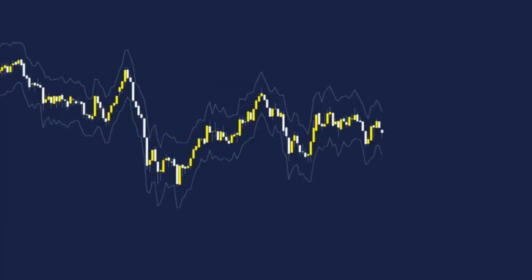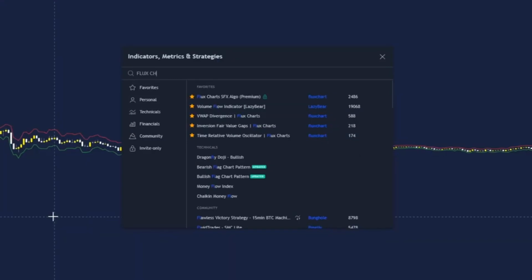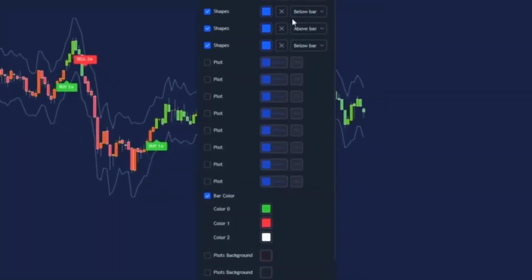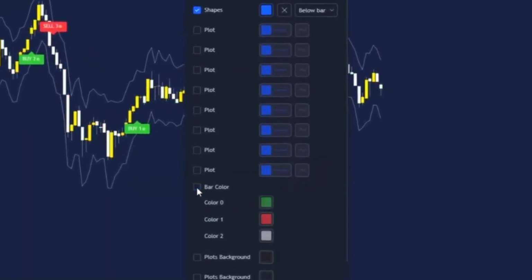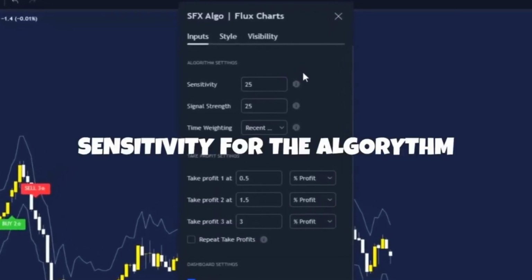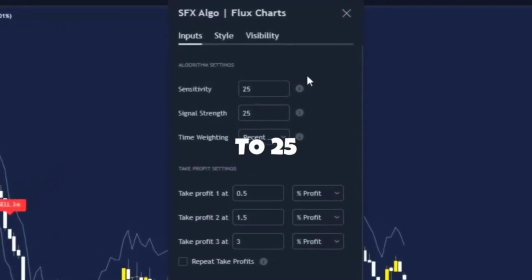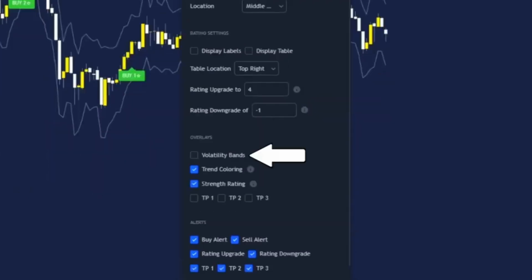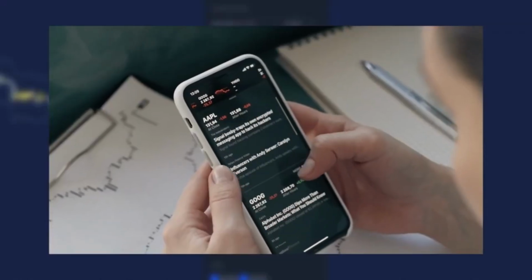And now let's move on to the next indicator. Click on indicators again and type in FLUX CHARTS, and we will be adding the FLUX CHARTS SFX algo by, you guessed it, FLUX CHARTS. Click this once and then we're going to change some of the settings. For the style section, I have removed the bar colors. And then on the inputs, I have changed the sensitivity for the algorithm to 25. I've then turned off the display labels and display table, turned off volatility bands, and finally turned off TP1, TP2 and TP3.